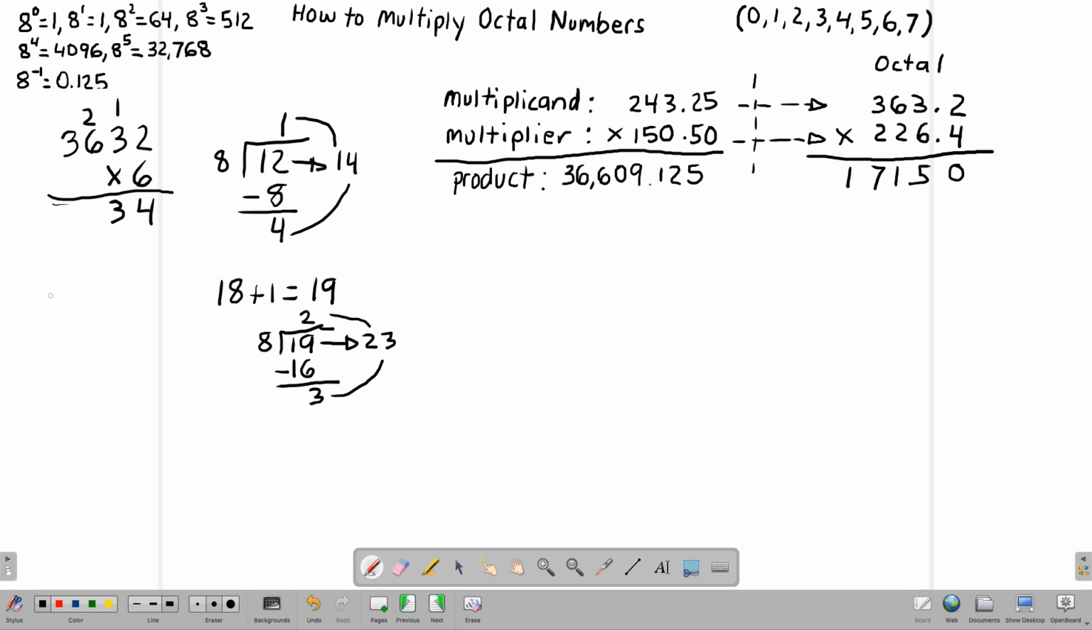So then the next computation is 6 times 6, which is 36. And of course we have to add the carry of 2. So that gives us the value 38. We have to convert 38 into octal.